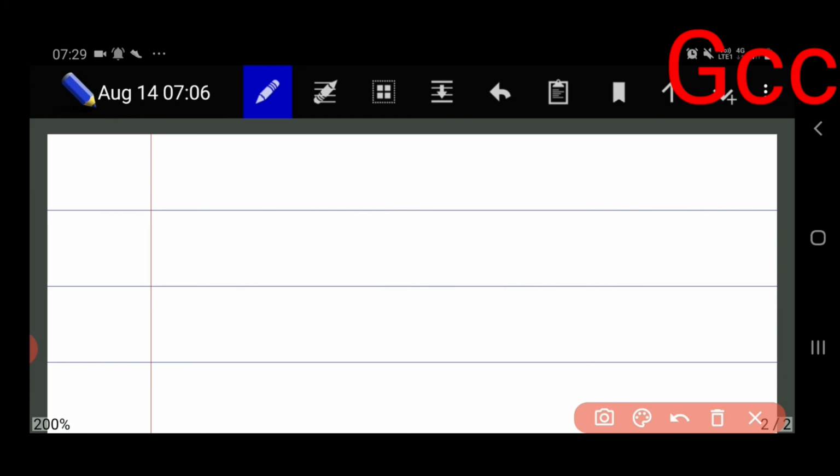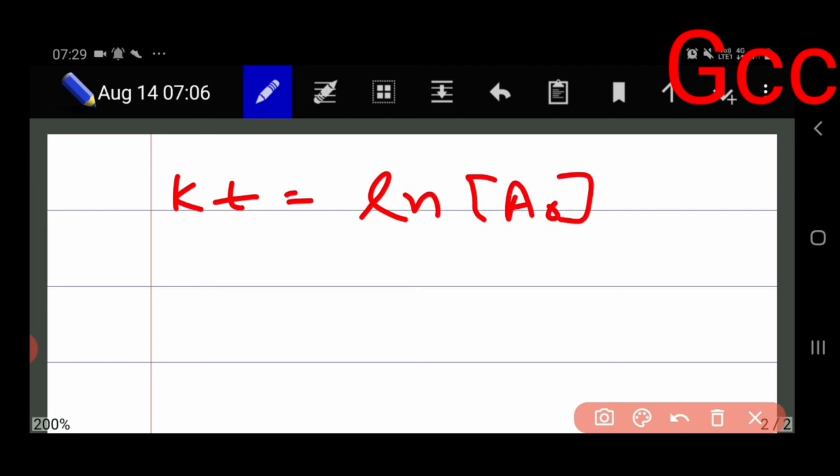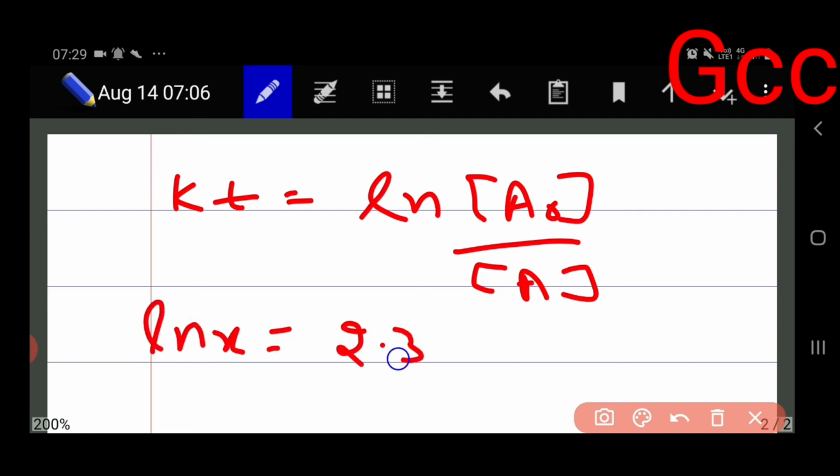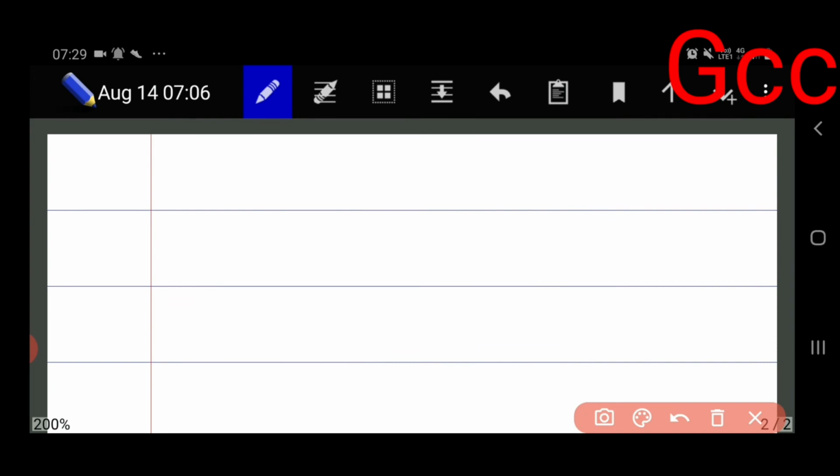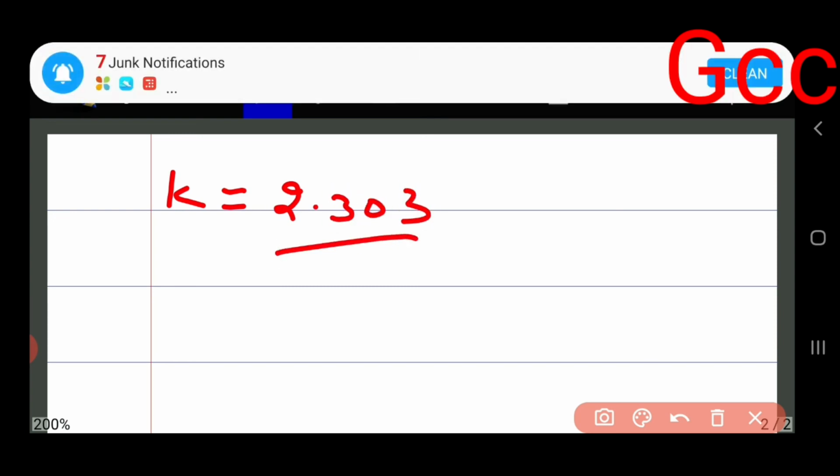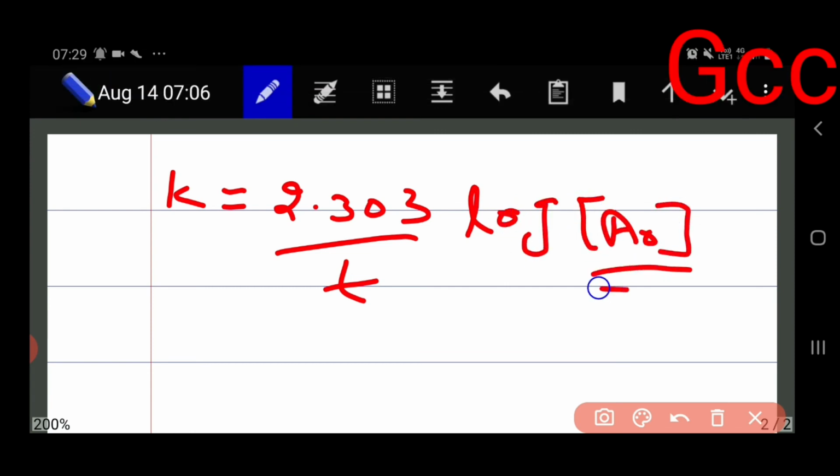Okay, so what will you have then? kt is equal to natural log of A naught upon A. Then natural log of x is equal to 2.303 log of x. Therefore, we will write k is equal to 2.303 upon t log of A naught upon A. I hope you have understood this, all of you.